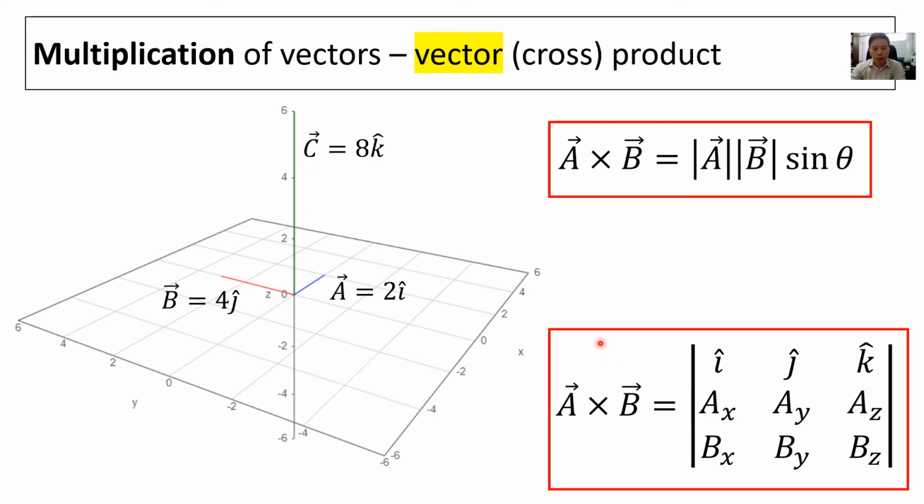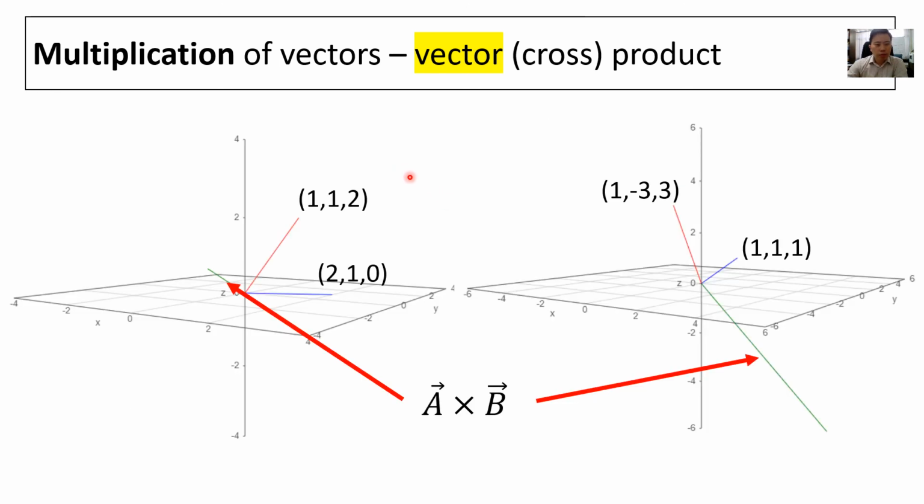I also write this in terms of determinants. One easier way to evaluate A cross B is by writing it like this. First you write i, j, k in the first row, and then you write the components of the vector A, in this case Ax, Ay, Az, and the next row is your components for vector B. In order to find the resulting vector of the cross product, you just have to solve the determinant. You can prove to yourself that if you do this method, you can also get 8k here.